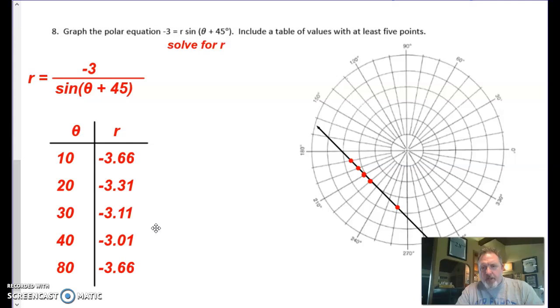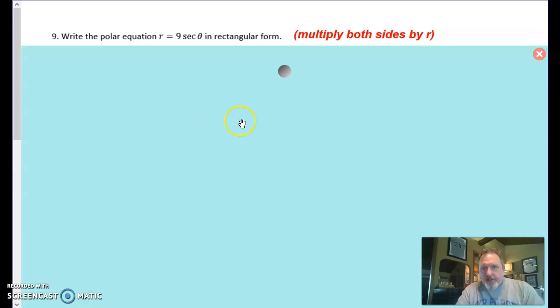Again, don't overcomplicate this. Just get your 5 points from your table, draw your straight line. Again, do the best you can with that. All right, page 3, home stretch here.